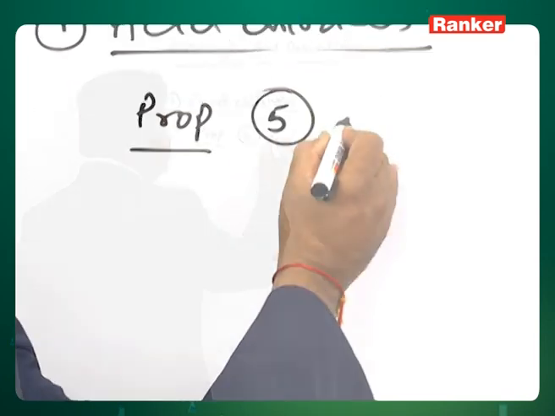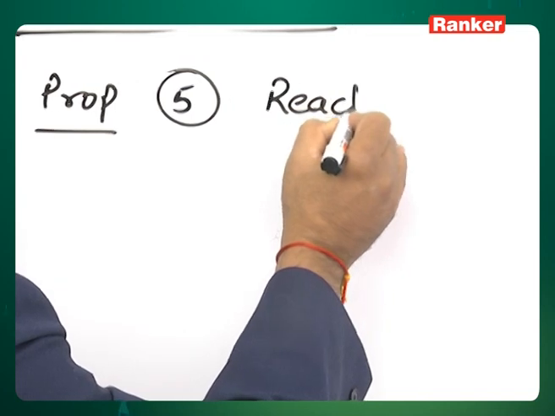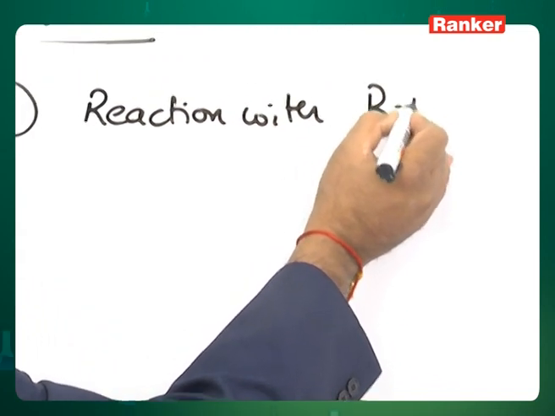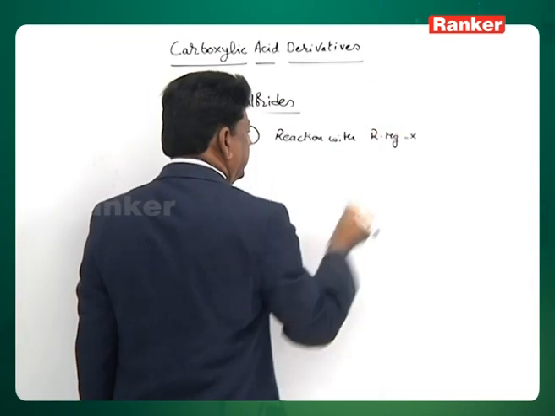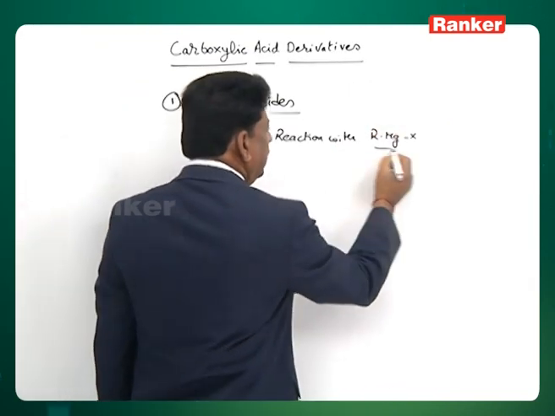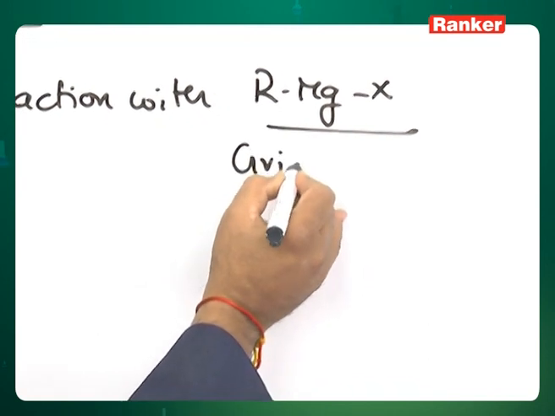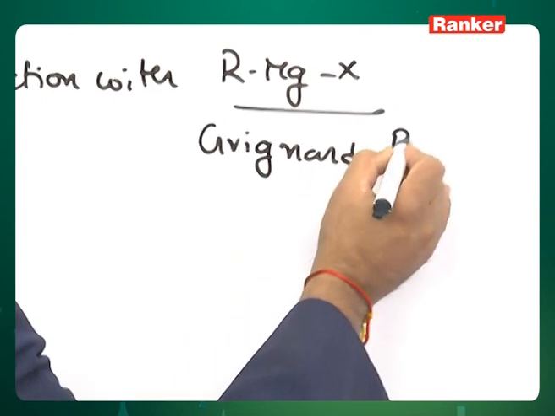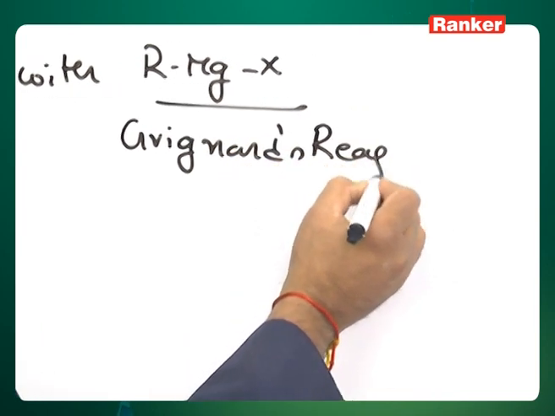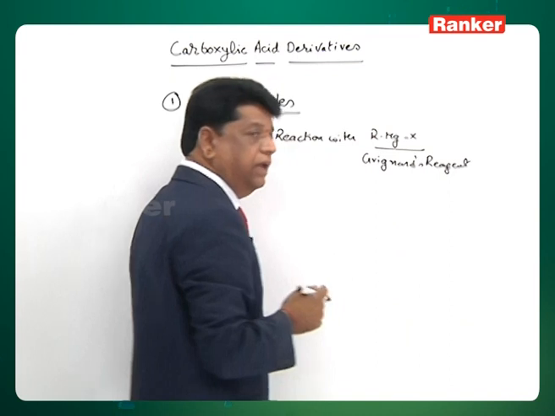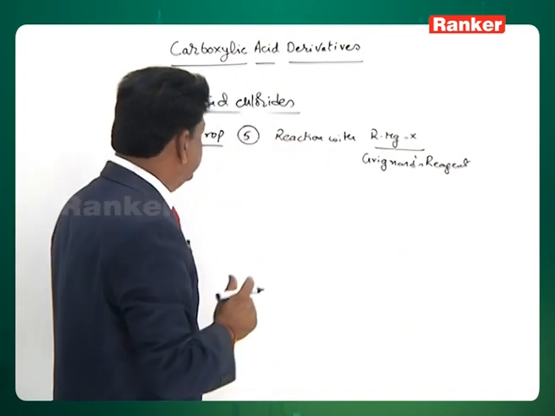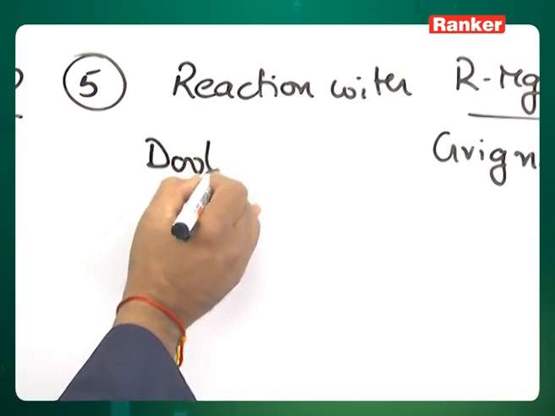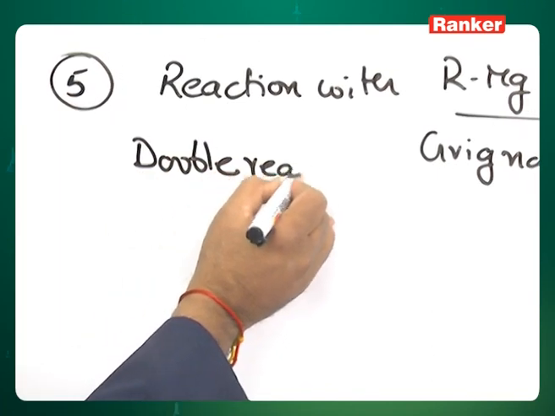Fifth one, this is the reaction with a Grignard reagent. RMX is known as Grignard reagent. This Grignard reagent has a number of applications, but one of the best applications of this RMX is with acid chloride. It shows a double reaction, you can also remember it like this. It shows a double reaction.